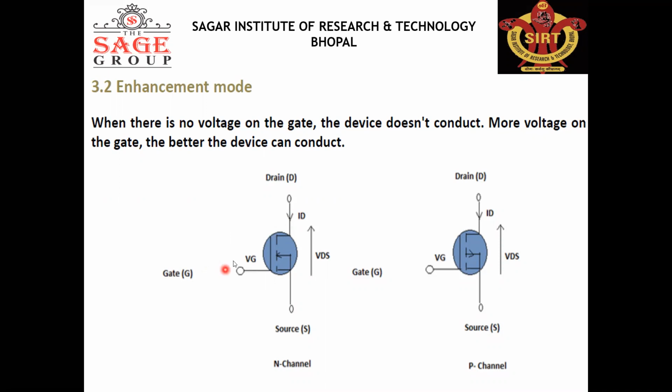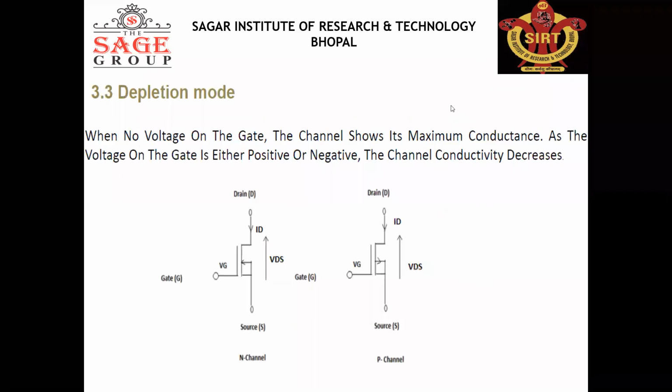By applying voltage on the gate, we form the channel between the drain and source. As soon as the channel is formed, the device can conduct and current will flow. The more voltage on the gate, the better the device can conduct, because the channel is formed by applying the voltage at the gate. This is the symbol of N-channel enhancement MOSFET, and this is the symbol of P-channel enhancement MOSFET.